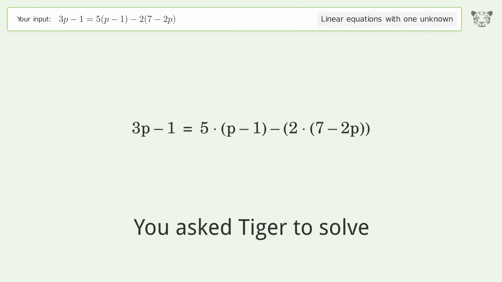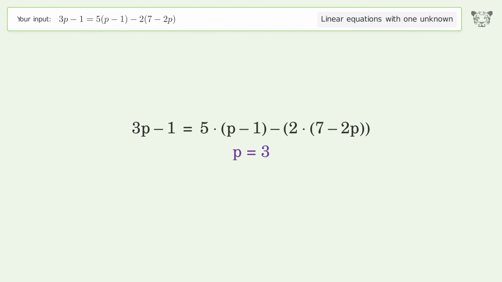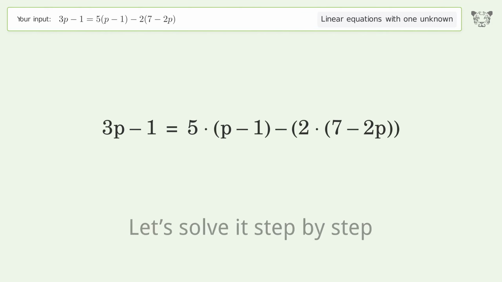You ask Tiger to solve this. This deals with linear equations with one unknown. The final result is p equals 3. Let's solve it step by step.